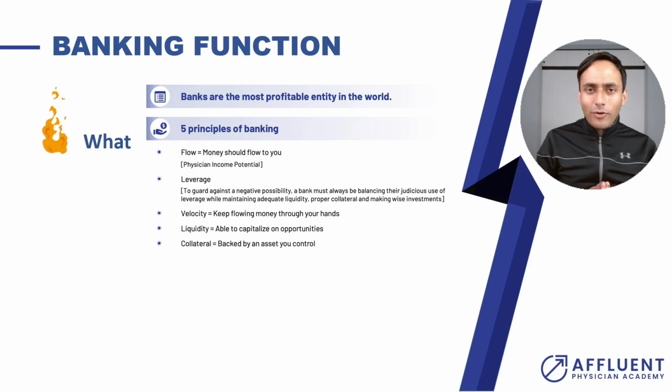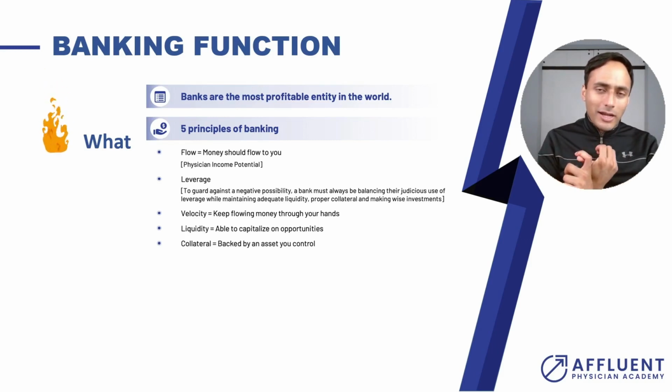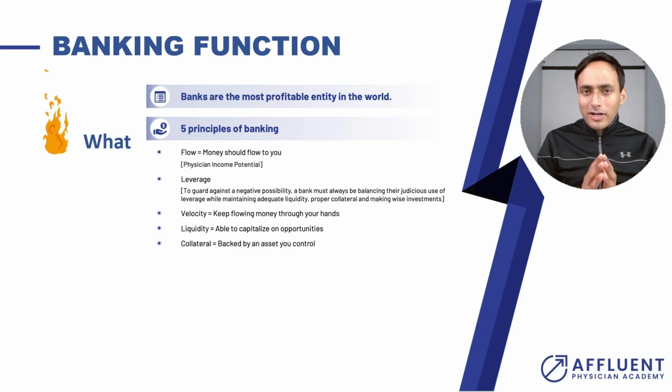Essentially, the banks follow 5 principles that are outlined here called flow, leverage, collateral, velocity, and liquidity. And these are important concepts to understand. So what does flow mean? It's essentially the flow of money back into the banking system. So there's a reason why the banks love direct deposit, because they get to see your salary even before you get to see it after you have earned the money.